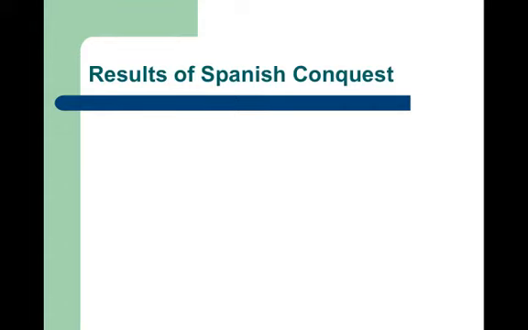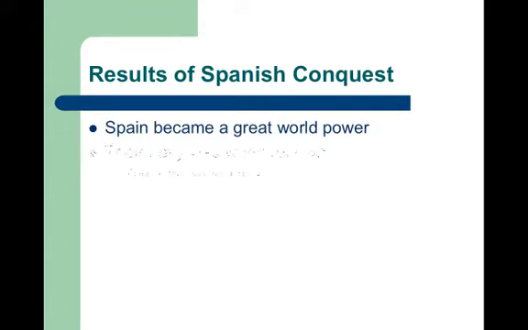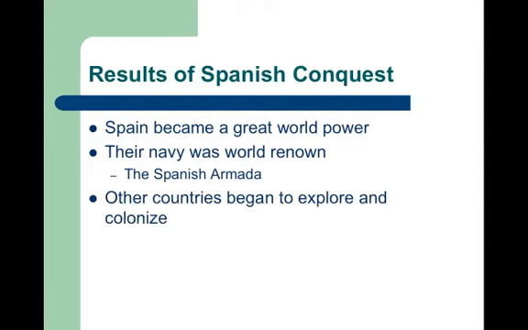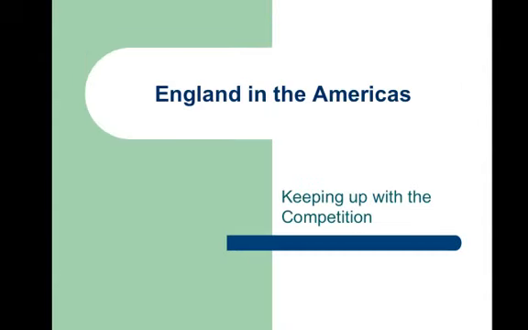What is so big about the whole Spanish conquest? Well, they become such a great world power. Their navy was world renowned. They were the best shipping naval country in the world at the time. Their navy was known as the Spanish Armada. Completely dominates the seas until they have an unfortunate loss against the English when they get outsmarted, really. And other countries begin to explore and colonize because they see how much success Spain is having.